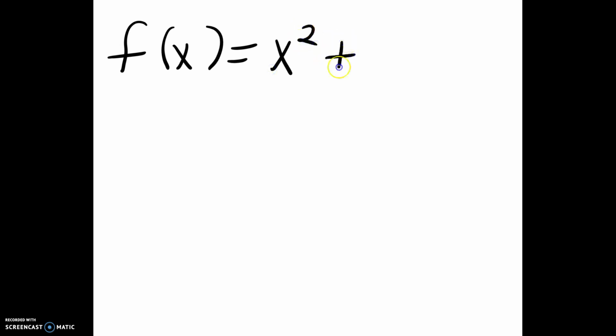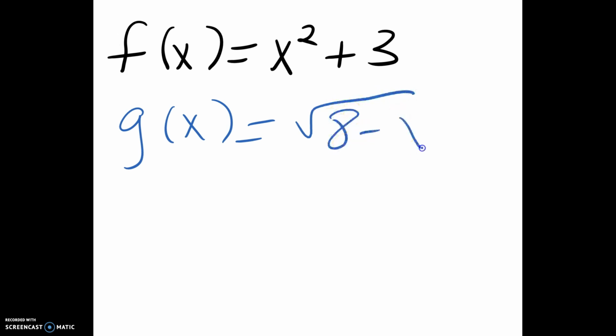All right, so let's look at the function f of x equals x squared plus 3. And then let's define g of x as the square root of 8 minus x. All right, let's find first f of g of x.